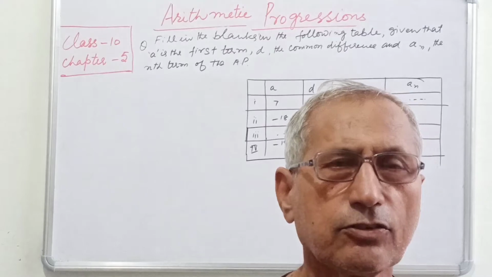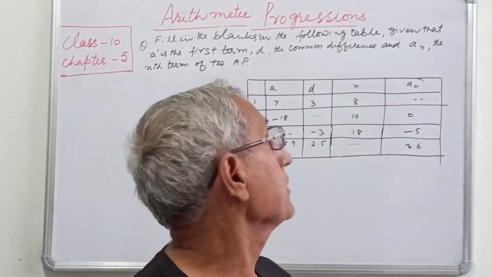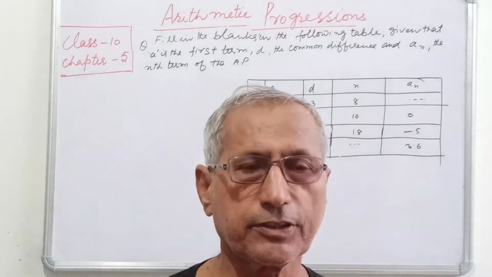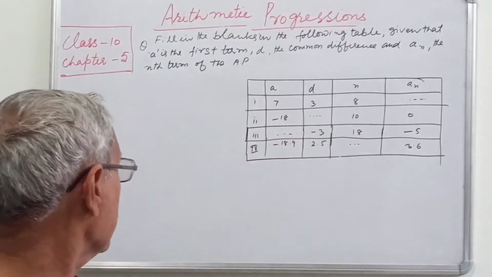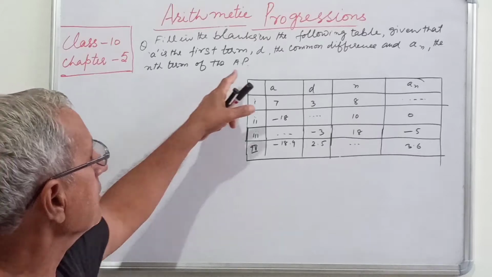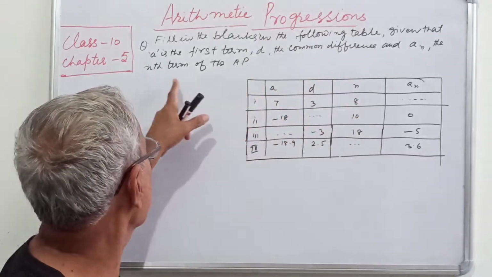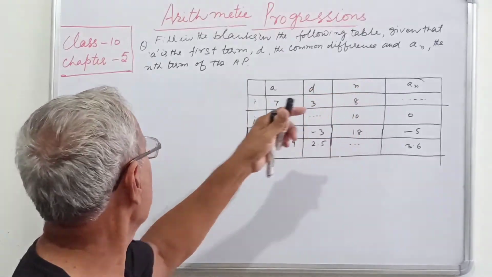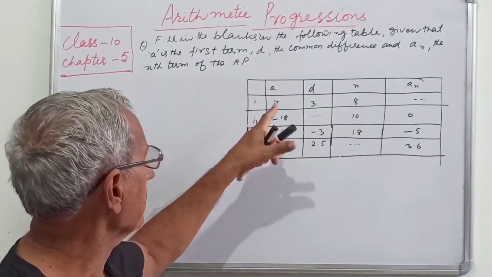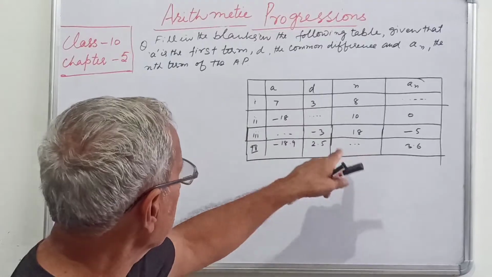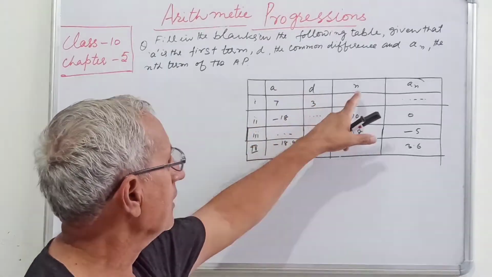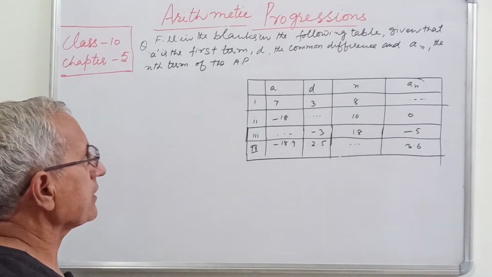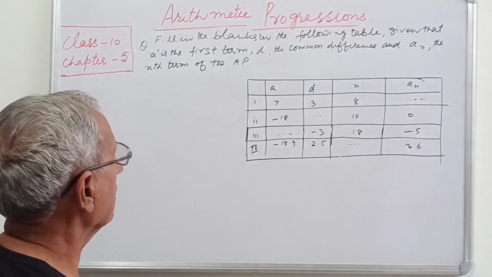So here is a video for you on the topic arithmetic progressions, in continuation with the previous video. The question here is: fill in the blanks in the following tables, given that a is the first term, d is the common difference and an is the nth term of an AP. तो ये टेबल बना हुआ है a, d एंड an. सो जहाँ जहाँ भी इसमें ब्लैंक्स हैं वो हमें इसमें भरने हैं.